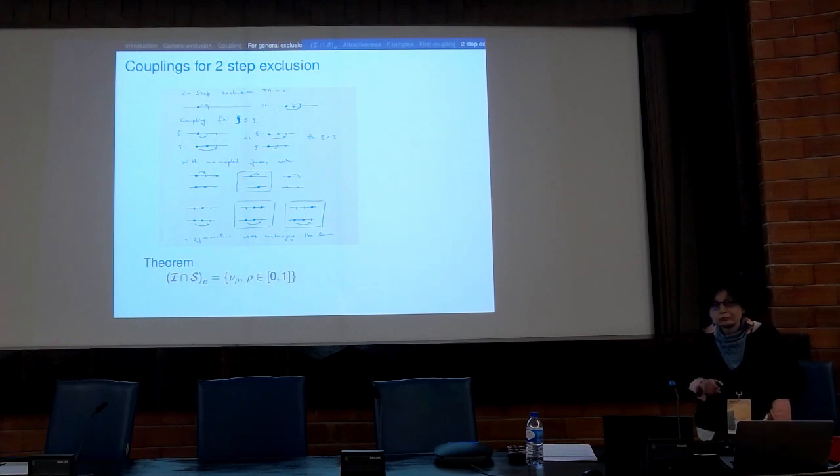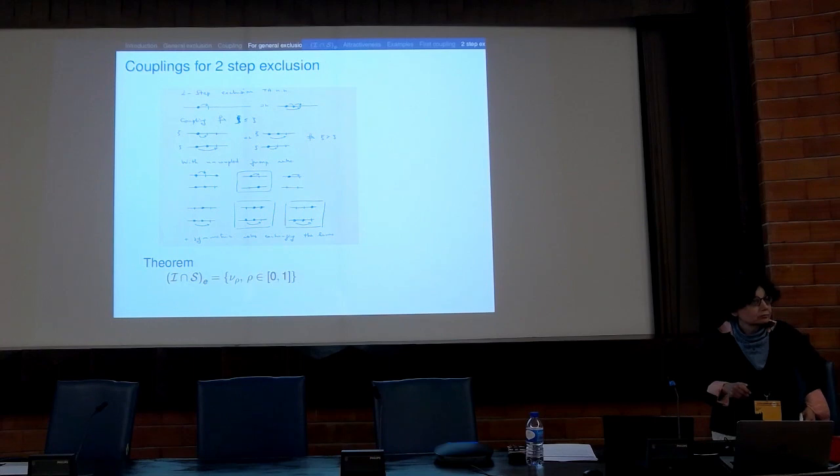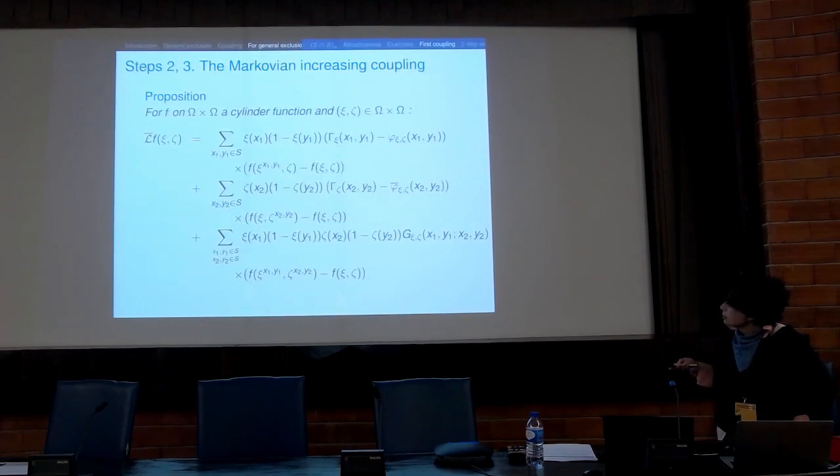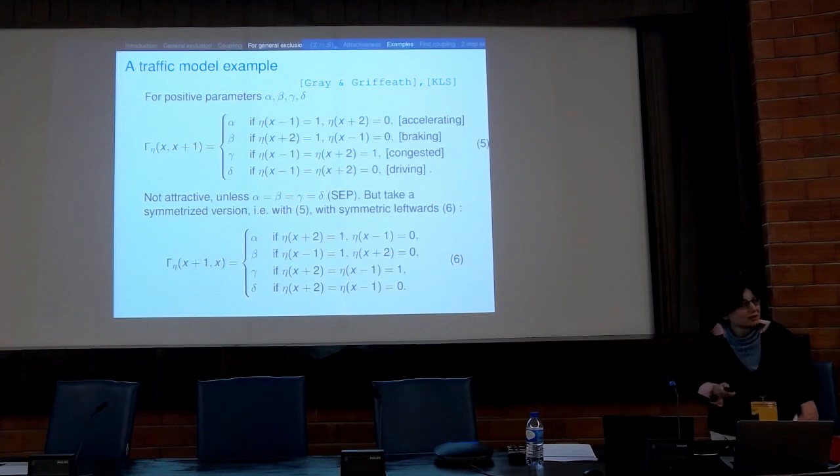Other questions? Could you please detail a bit more the traffic model you have shown? This one? Right here, yes. So you said it's asymmetric, right? Yeah, because it goes from x to, yeah, it's asymmetric. It goes to the right. Then we do a symmetrized version by adding going to the left. Yes.